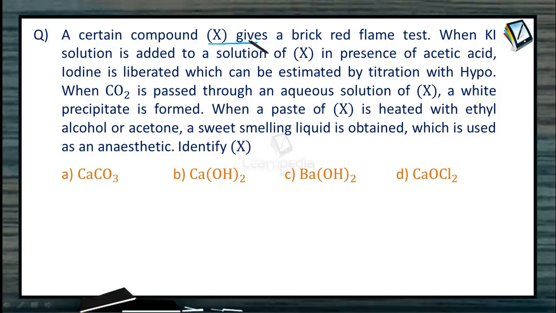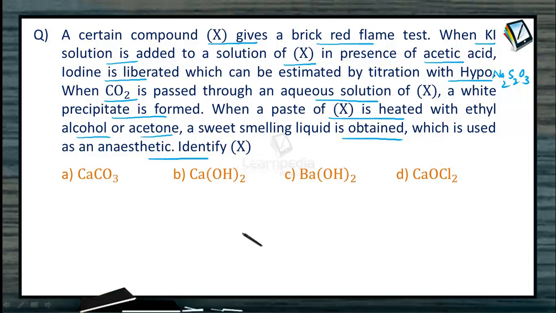A certain compound X gives a brick red flame test. When potassium iodide solution is added to a solution of X in presence of acetic acid, iodine is liberated, and that can be estimated by titration with hypo. Hypo means sodium thiosulfate, that is Na2S2O3. And separately, when carbon dioxide is passed through the aqueous solution of X, a white precipitate is formed. But when a paste of X is heated with ethyl alcohol or acetone, a sweet smelling liquid is obtained, which is used as anesthetic, and we need to identify the X.